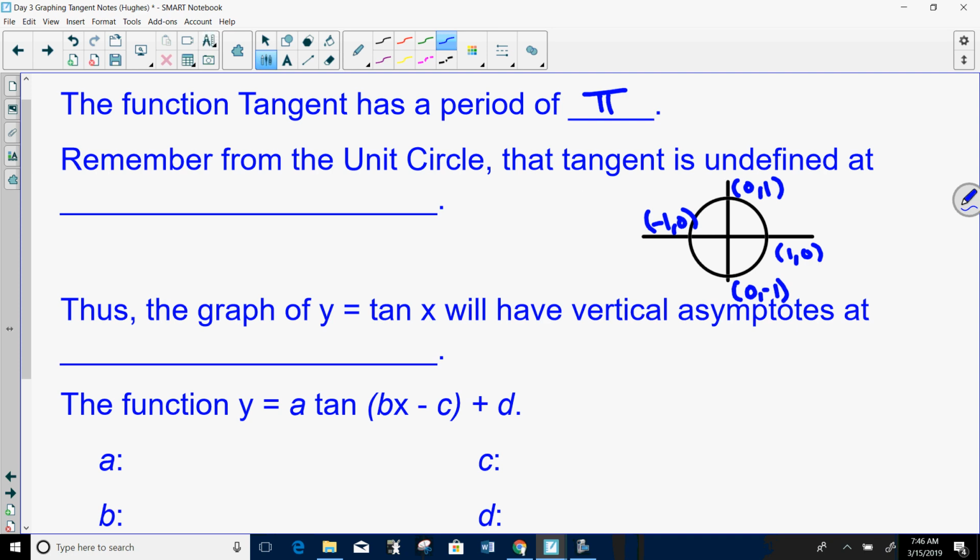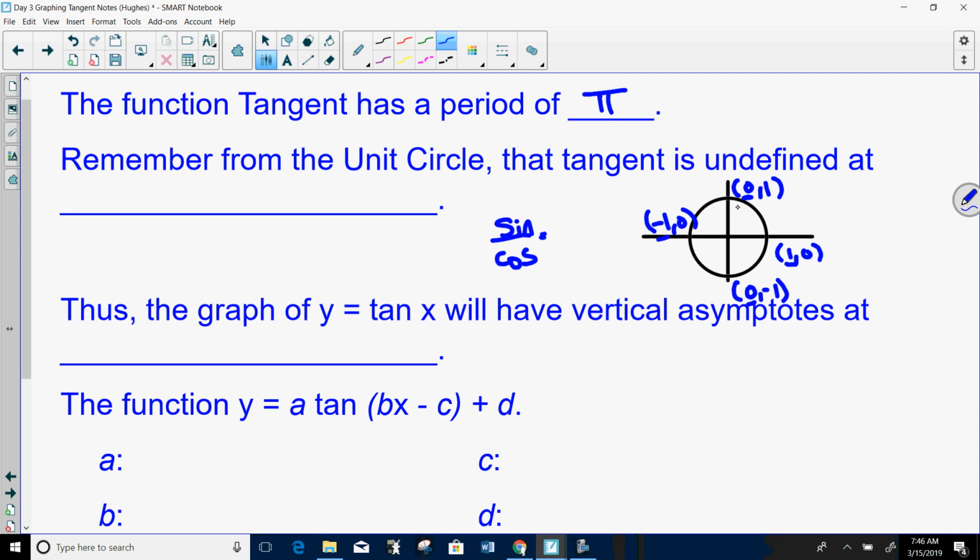Whenever we have the tangent function, we're going to have asymptotes because tangent is undefined in certain places. So what we need to figure out is where tangent is undefined. If you remember, tangent is sine over cosine. So essentially where cosine is 0, the tangent curve is going to be undefined. If we look at the unit circle, where would cosine be 0? Remember, cosine is the x value in each one of these ordered pairs.